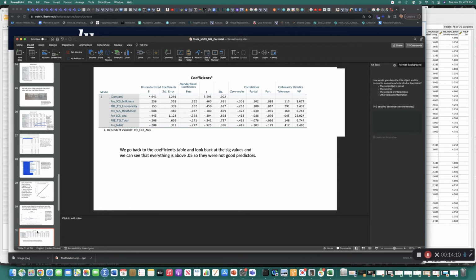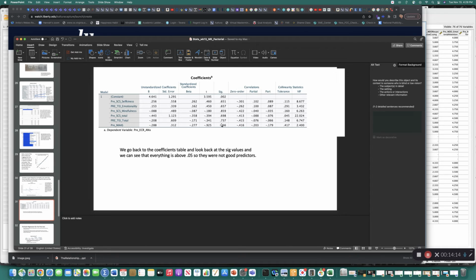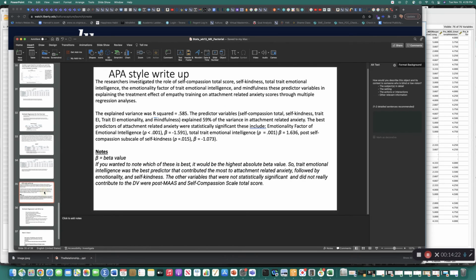And then we can go back to the coefficients table, and that's where we look at the significance value for our predictors and the beta value for which are the highest predictors. So again, in the APA style write-up, we want to be sure to mention R squared, our beta values, our p values, whether our model was statistically significant, and our predictors.